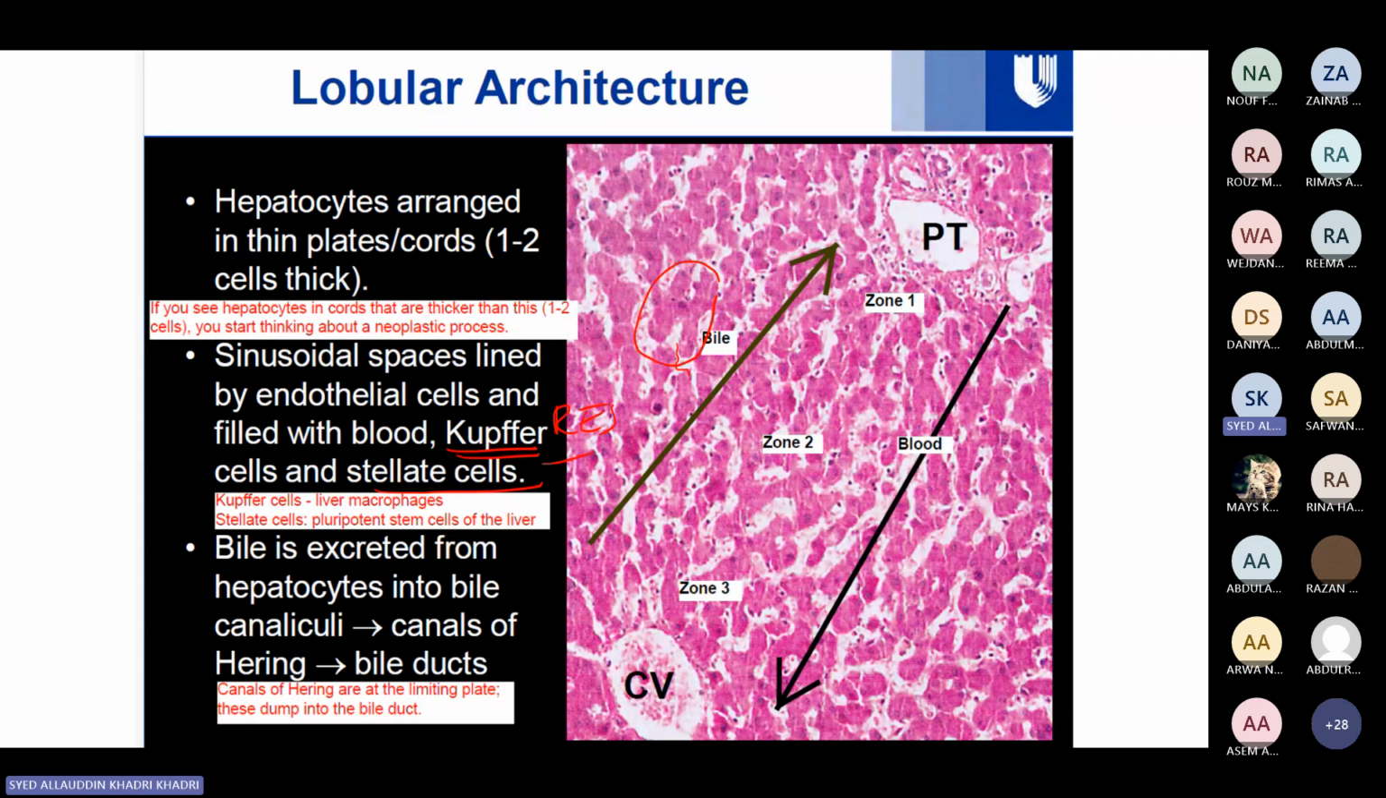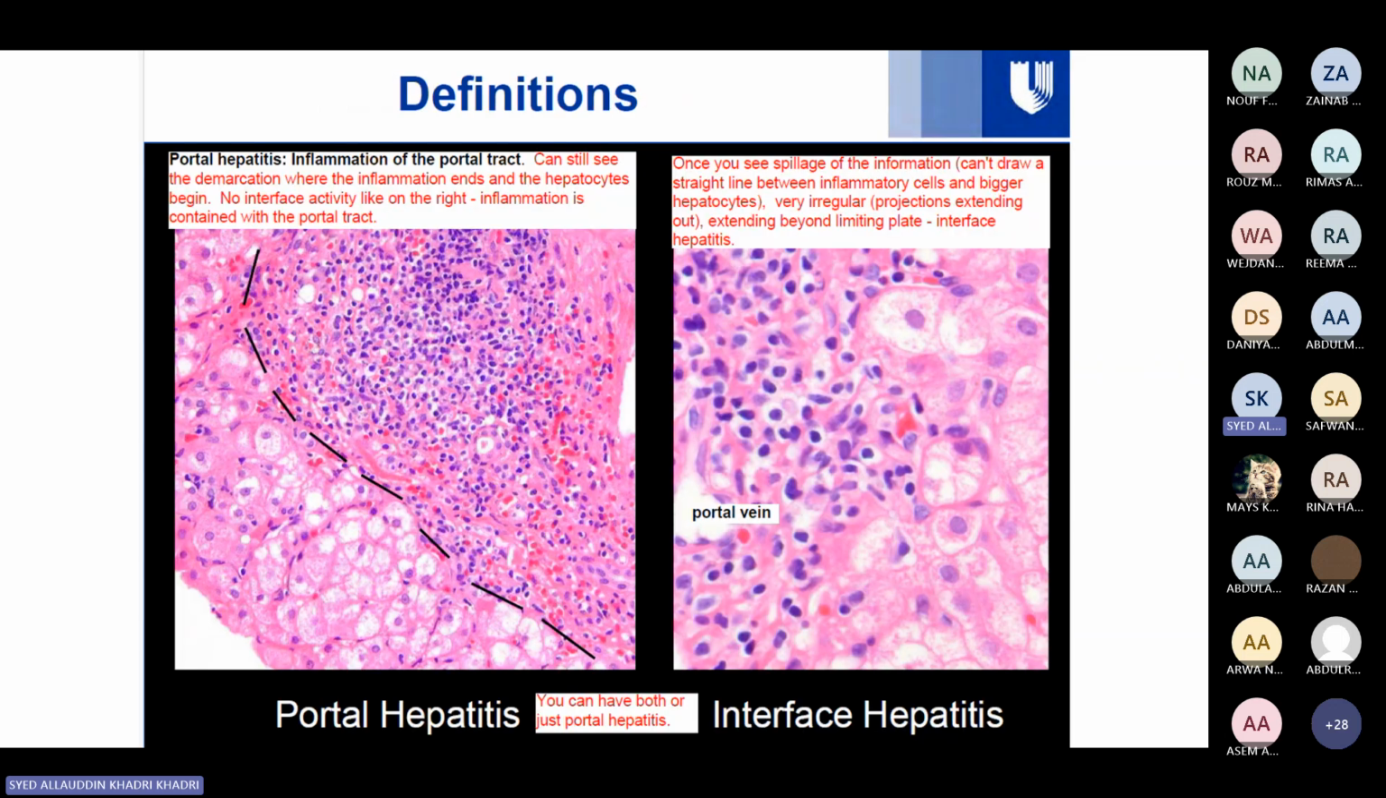Bile is excreted from the hepatocytes into the bile canaliculi, which is picked up by the canals of Hering and stored in the gallbladder. At the time when digestion of fat occurs, it is released at the ampulla of Vater in the second part of the duodenum. You people know it. It's just a basic thing.